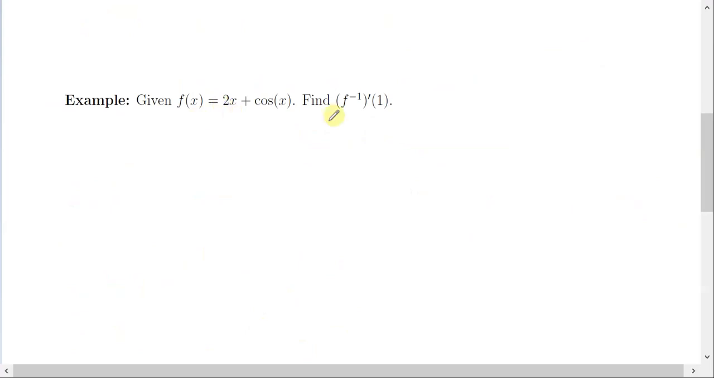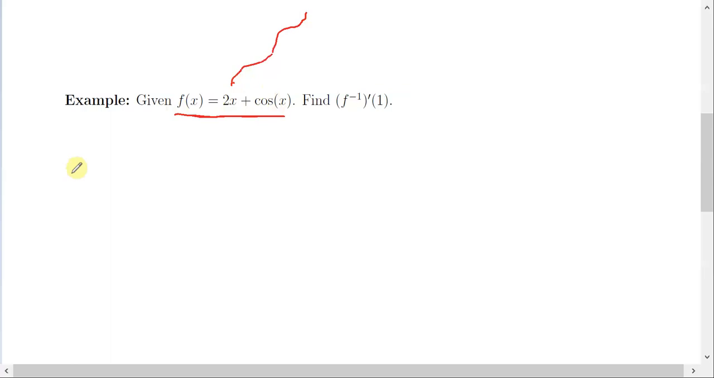So I want to find, for this function 2x plus cosine x, the derivative of its inverse at 1. Now the first question is, does this function have an inverse? To have an inverse, it needs to be strictly increasing or strictly decreasing, and I know cosine is not strictly increasing, cosine is oscillating. But it turns out that 2x is increasing fast enough so that even though cosine is oscillating, what it does to your graph is it makes it sort of oscillate, but never decrease. It just sort of bends back and forth. So this is a strictly increasing function.